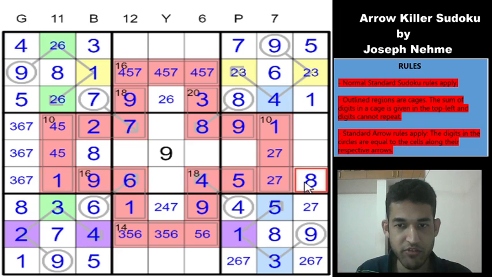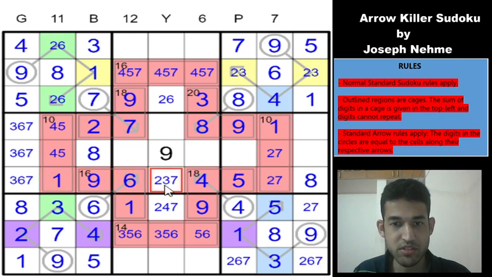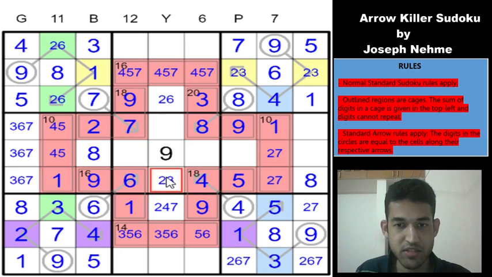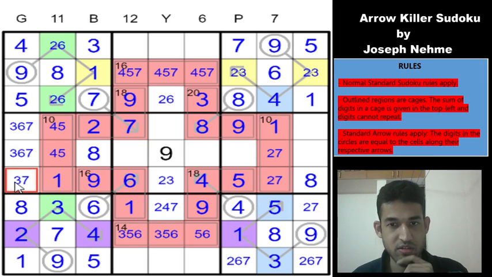1 6 9 4 5 8. So remaining digits are 2 3 7. So this will be 2, 3 or 7. A 7 is here, which means this is not a 7. This is 2 3, and this is not a 6.